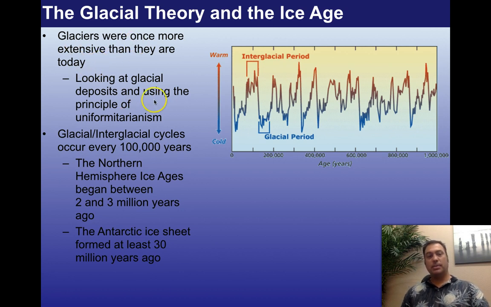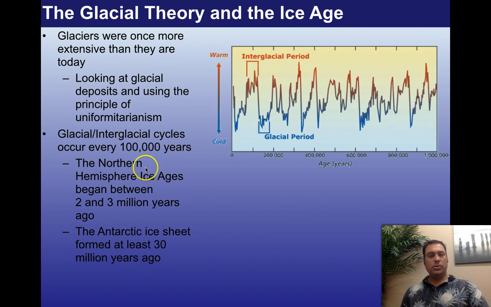Looking at glacial deposits and using the principle of uniformitarianism, we can actually date these things. We haven't gotten to the lecture on how to date these things, but we will. We find that there's a cycle where we go from a glacial period into an interglacial period, to a glacial period, to an interglacial period over time. It seems to have a kind of regular oscillation to it.